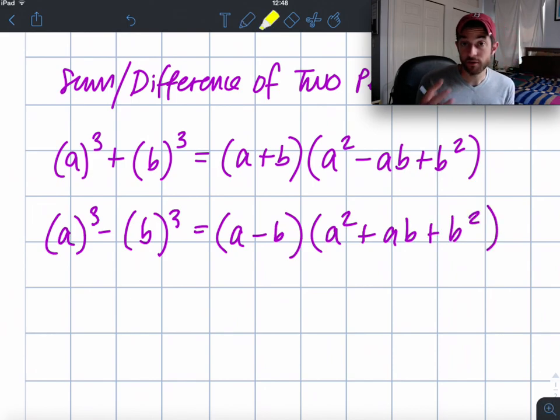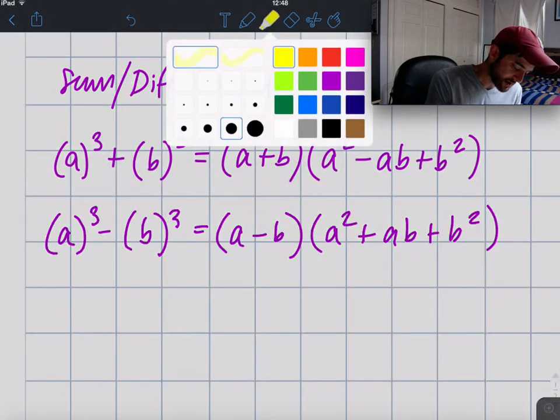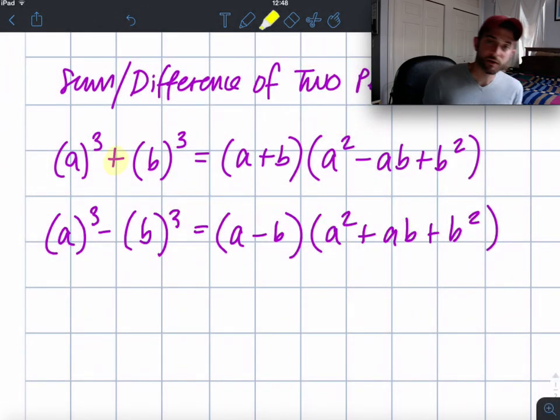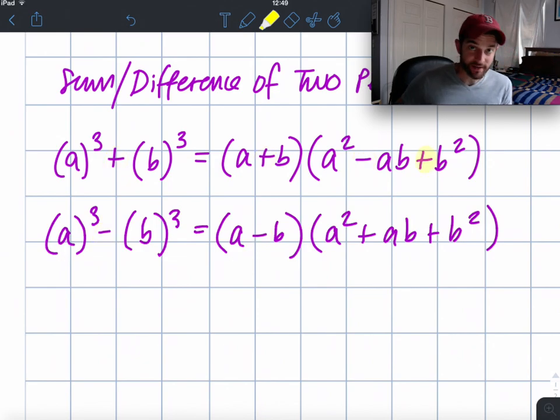So two things to note when you memorize these: if you're adding, your first factor will also be adding, and then the ab will be subtracted. And conversely, if you're subtracting, the first factor will be subtracting, and the ab product will be adding. So there's a sign switch that happens there. You may also notice that you always add b squared. Always. No matter which you're doing, sum or difference, b squared is always added.